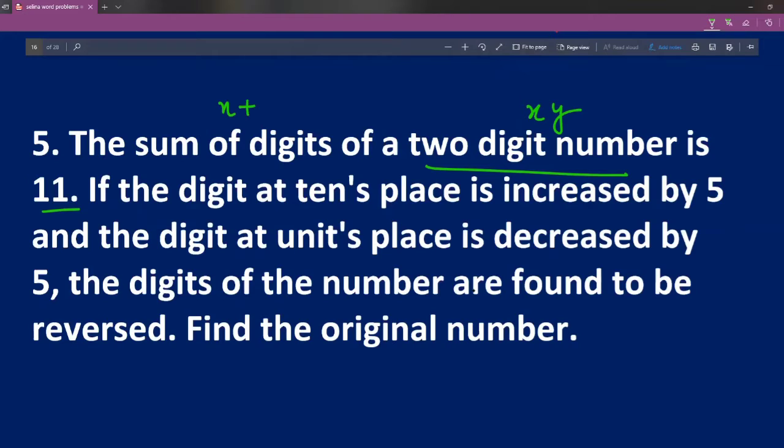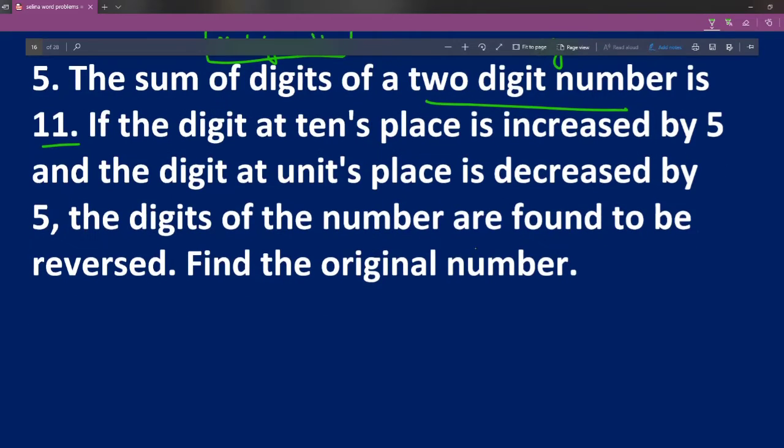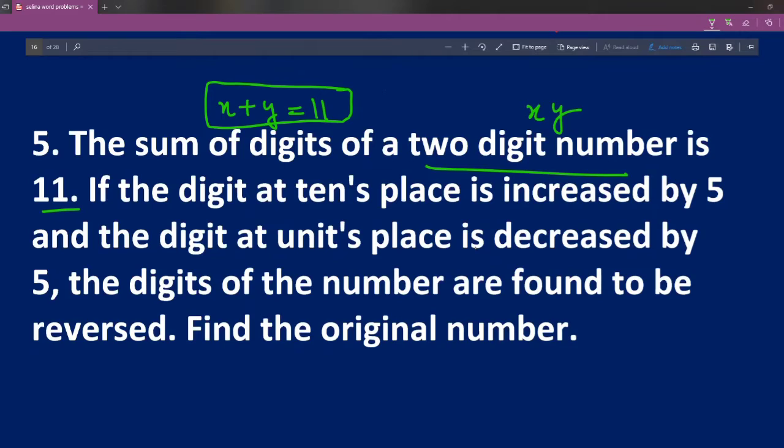Therefore, x plus y is equal to 11. See, what you need to remember in word problems is that every line helps you make a statement, to make an equation. So, if you don't understand the question once, read it twice or thrice so that you are able to make the right equations.